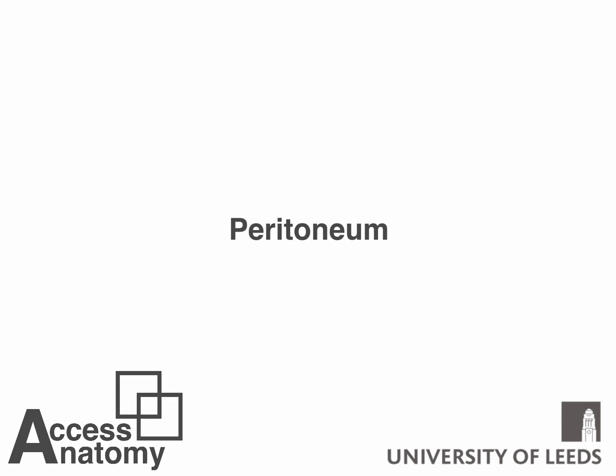Welcome to this screencast from Access Anatomy at the University of Leeds that's going to detail various features of the peritoneum. So first of all, let's draw out the posterior abdominal wall. So this black line represents the posterior abdominal wall.